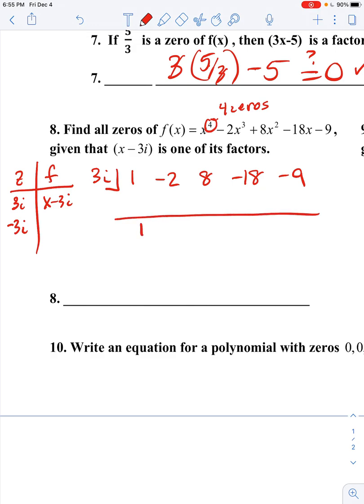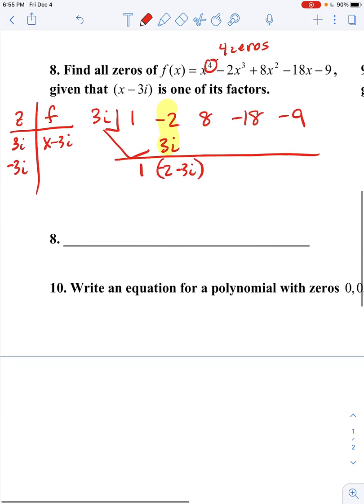So I'm going to drop the 1. I'm going to do my synthetic process, which is to multiply these two. But then here in this column, this is a negative 2 minus a 3i, and they don't actually go together. So they stay as a whole complex number. Now, I still have to do what I always have to do and take this box times this to get the answer that goes below the 8. I'm going to show my work for that over here because it's going to take up a little space.